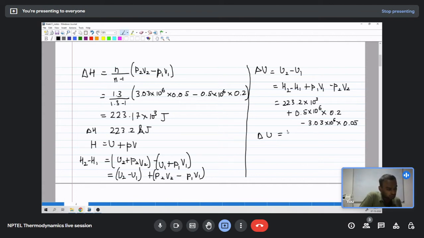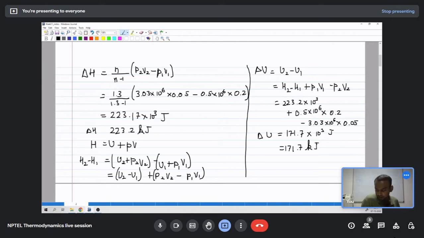This is 171.7 into 10 power 3 joules, or 171 kilojoules. So we have calculated the change in enthalpy and change in internal energy.